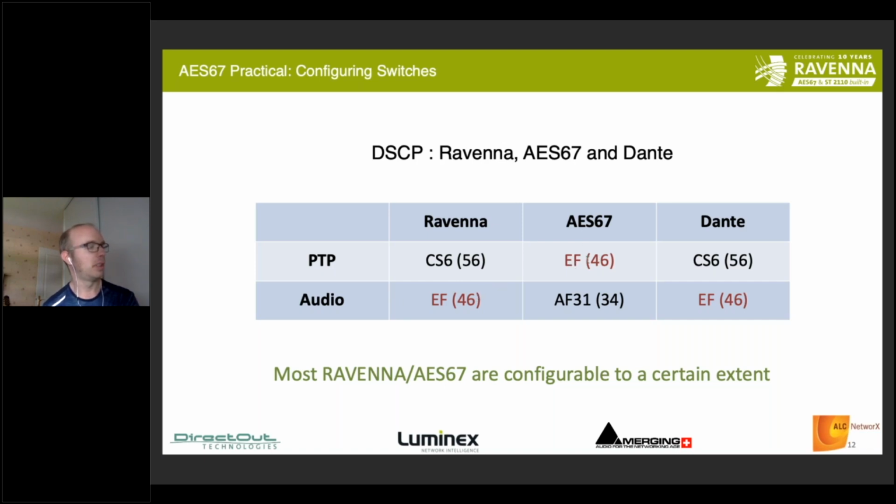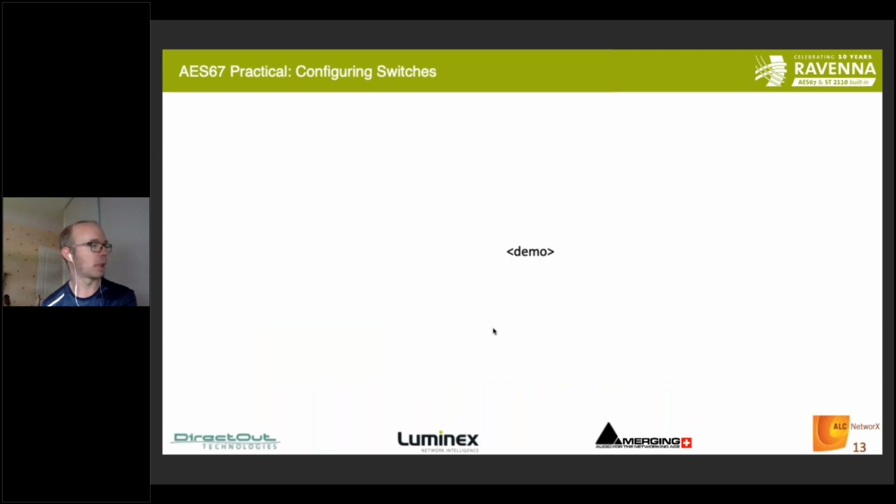And AES67 is using expedited forwarding for PTP, while Dante and RAVENNA are using expedited forwarding for audio. So of course, this is problematic because at some point, the audio and the clock may be in the same queue of the switches. But of course, most RAVENNA and AES67 devices are configurable to a certain extent. So in the end, there's not really any real-world effect because you will take care in configuring the device properly.